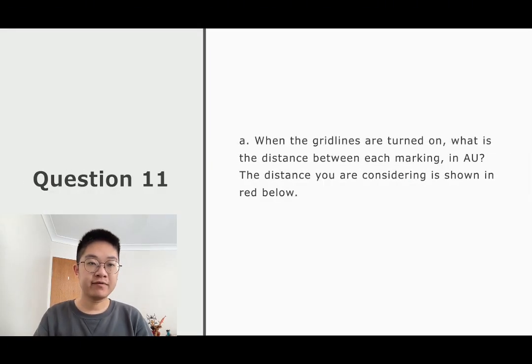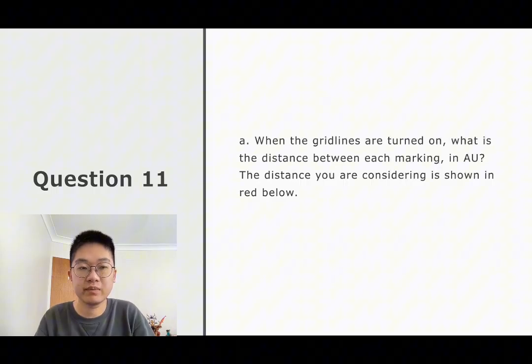In question 11, I measured the distance between the Sun and Earth using the grid lines and measuring tool. The distance came out to approximately 73.8 million kilometers, or about 0.5 AU. Each grid mark in this mode represents about 0.25 AU. This helped me visualize the true scale of planetary distance.